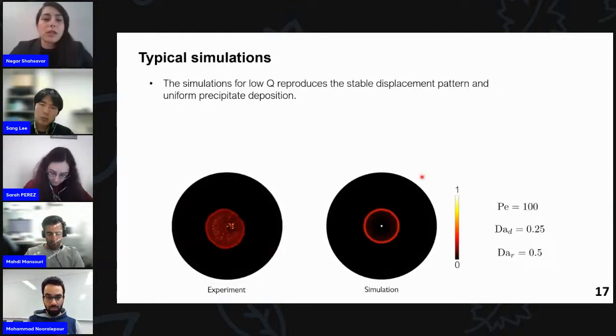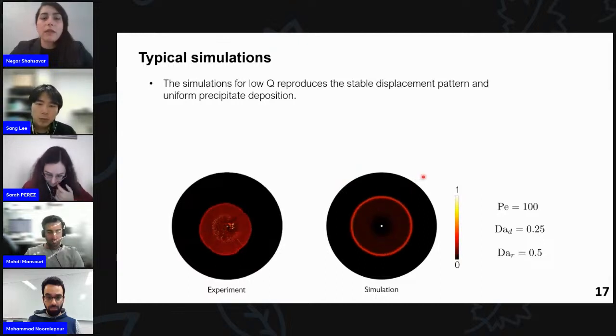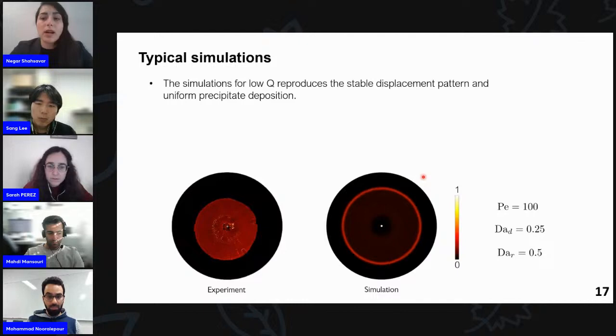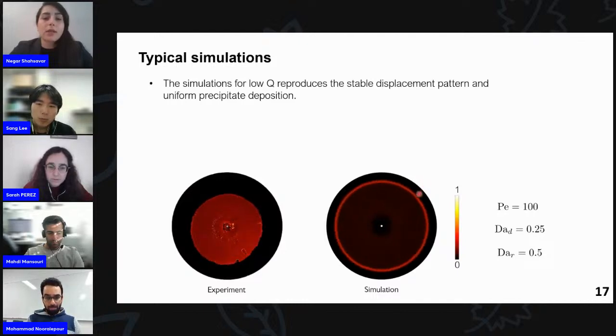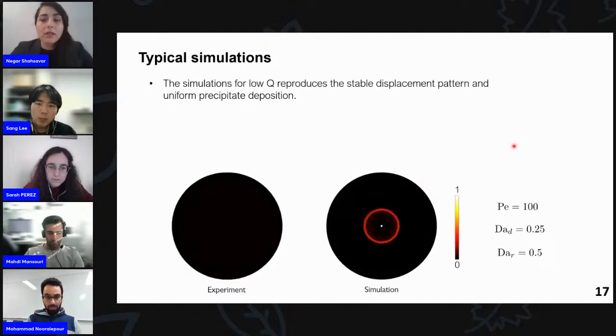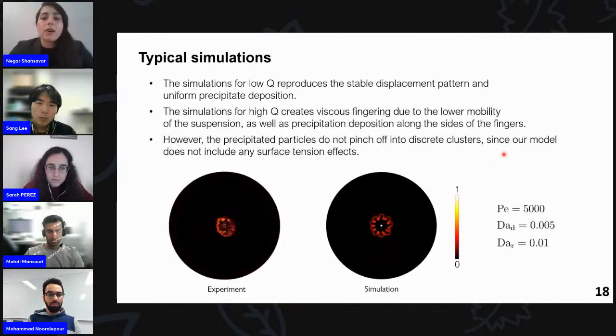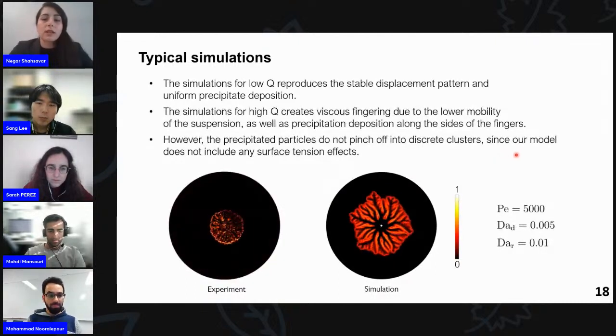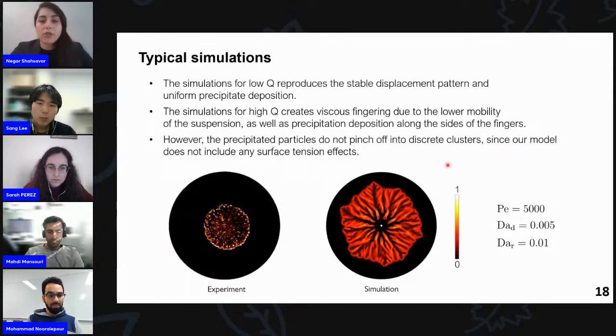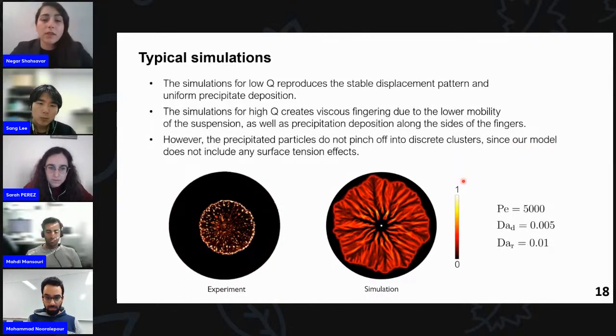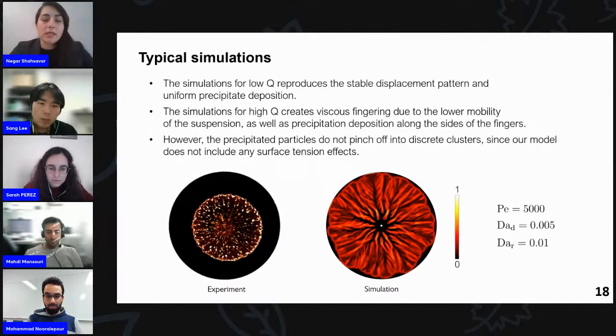The simulation results show the same behavior that we observe in the experiments. At low injection rate, we observe that the precipitation band is stable and small particles deposit uniformly all over the cell. While at high injection rate simulations, the same as experiments, the band of precipitation is unstable and we have viscous fingering. We also see that precipitates deposit along the finger side. However, in our model, depositions do not pinch off into discrete clusters because we did not include surface tension effect in our model.